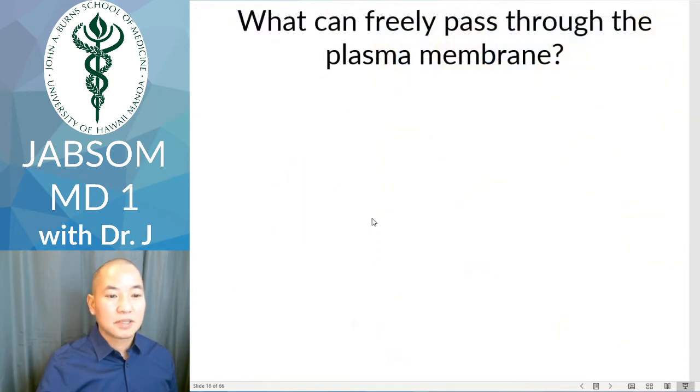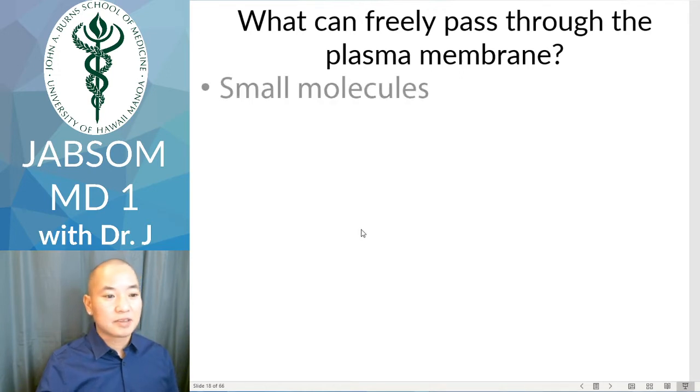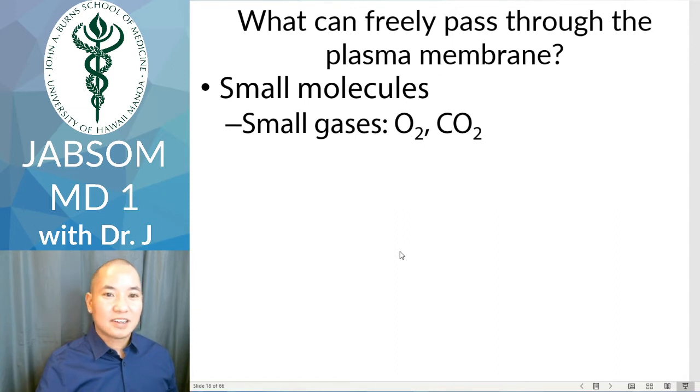So we talked about what can't pass through the plasma membrane. So what can pass through? Small molecules, like oxygen, carbon dioxide, and other gases, are small enough that they can squeeze between these phospholipids. Oxygen and carbon dioxide are both nonpolar molecules, but they're so small they can pass through that hydrophobic core relatively easily.